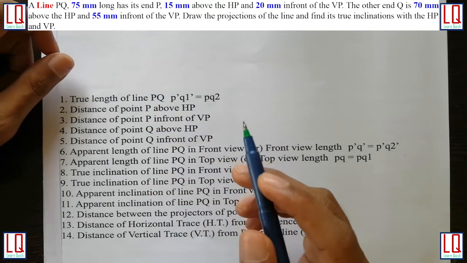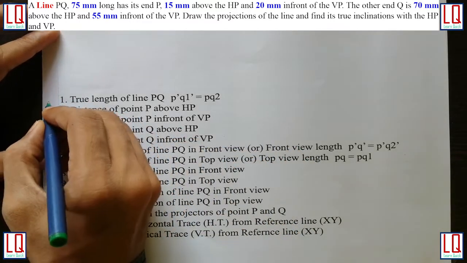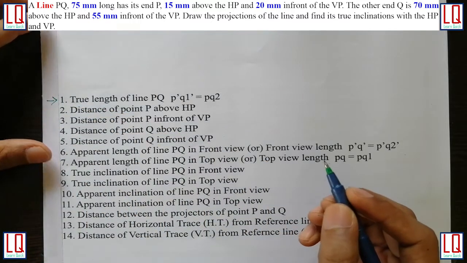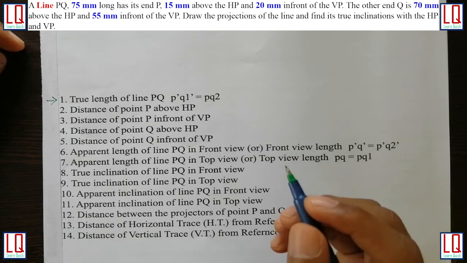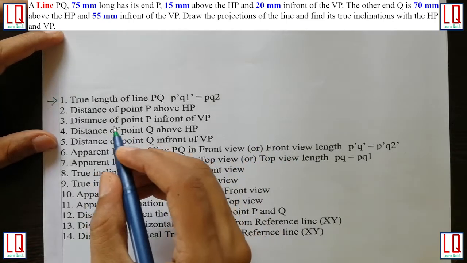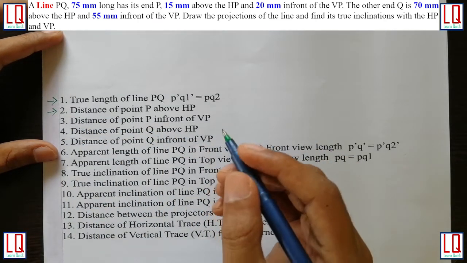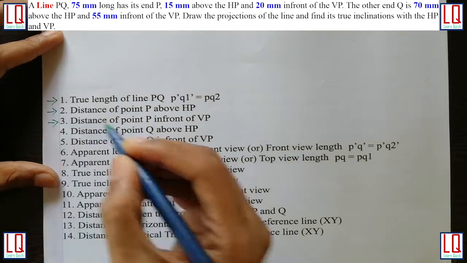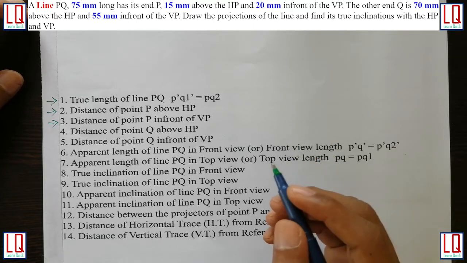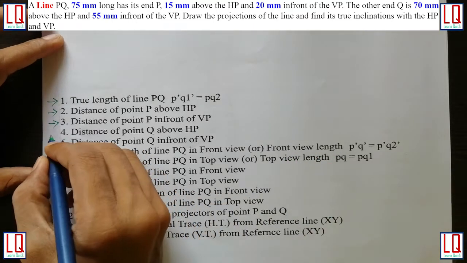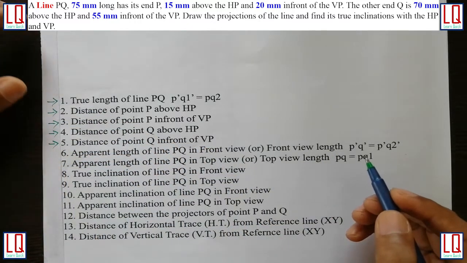A line PQ 75 mm long has its end P 15 mm above HP and 20 mm in front of VP. So the line length is given as 75 mm, which is the true length of the given line. The point P is 15 mm above HP, so the data number 2 is given. And it is 20 mm in front of VP, that is the third data is also given. The other end Q is 70 mm above HP and 55 mm in front of VP. So the data number 4 and the data number 5 is given. So the first 5 data is given in this problem.